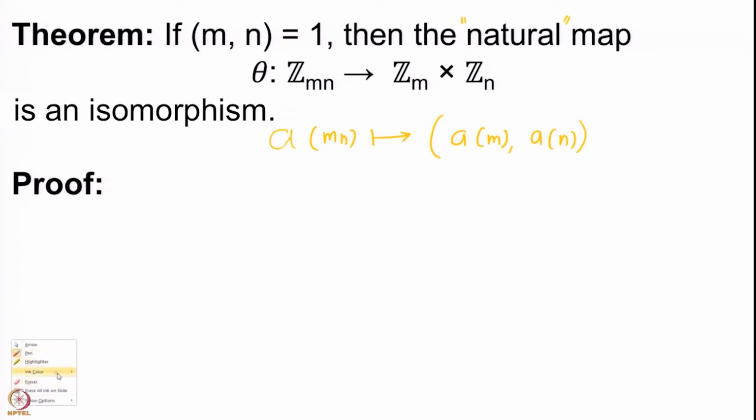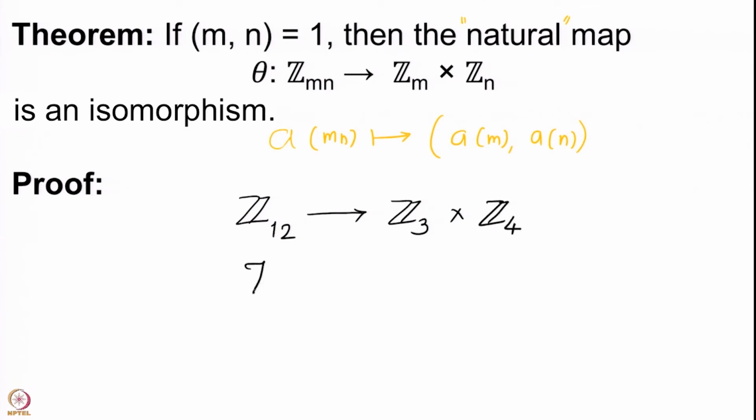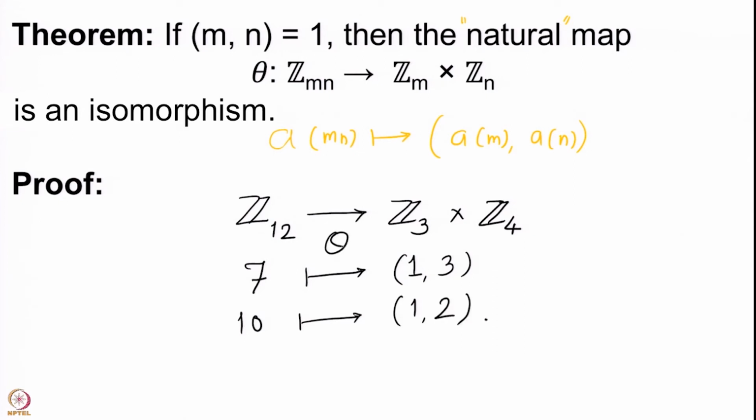So, for instance, if you were looking at Z by 12Z, let me just help you understand this map. We will have the map going to Z by 3Z cross Z by 4Z, and if I were looking at the element 7, I would send it to 7 modulo 3 which is 1 and 7 modulo 4 which is 3. Or if I were looking at the number 10, this would be sent to 10 modulo 3 which is 1 and 10 modulo 4 which is 2. This is our natural map theta.